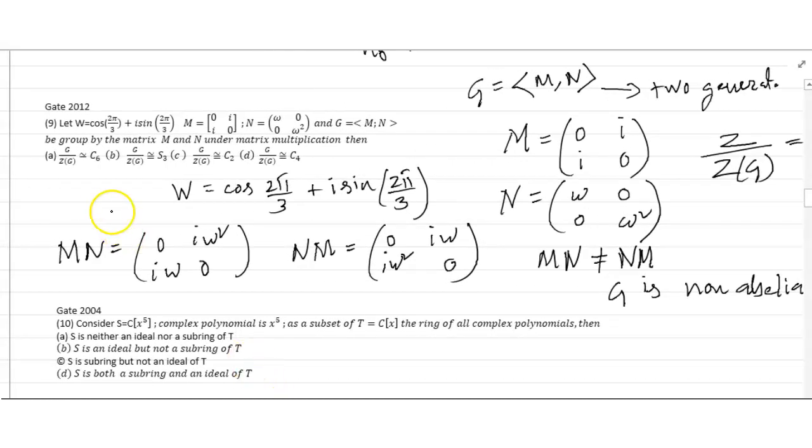And hence you can see that S3 is possible because S3 is a non-cyclic group. So G by ZG is isomorphic to S3.